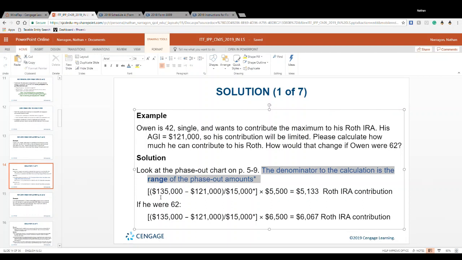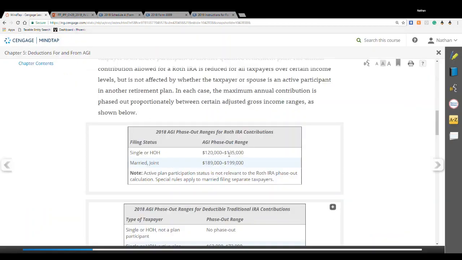And it's going to get basically times 5,500. If we're under 50, over 50, we get the 6,500. So let's do this. We're going to take basically 135,000, which again is the high end. So always take the high end.